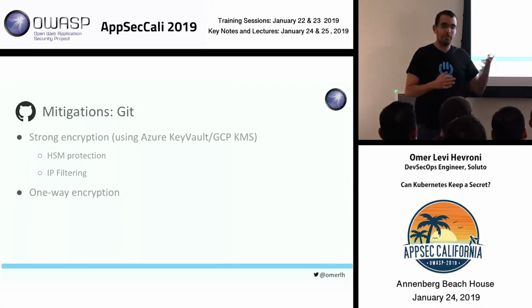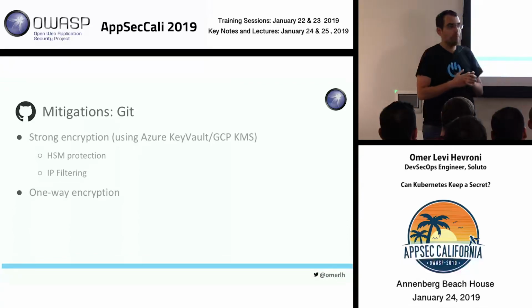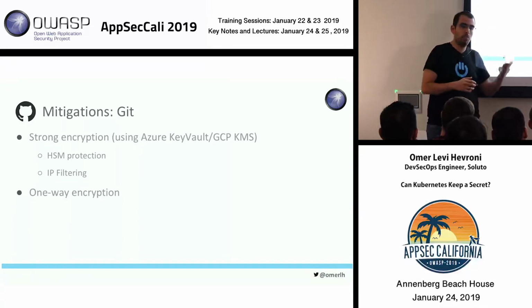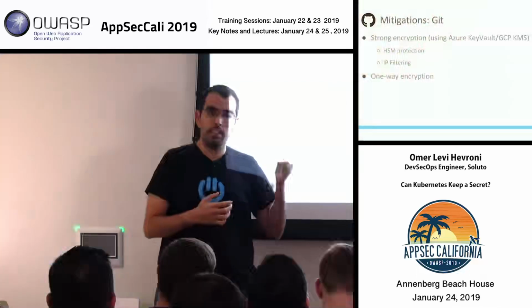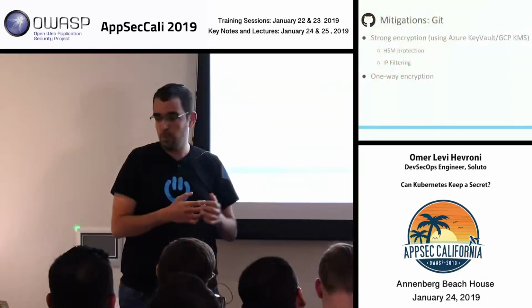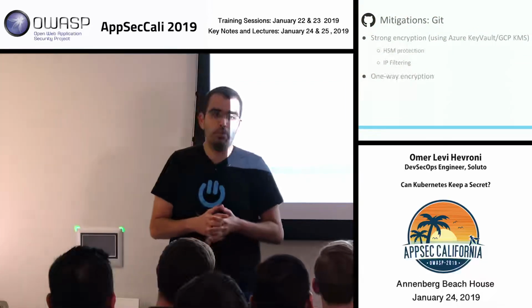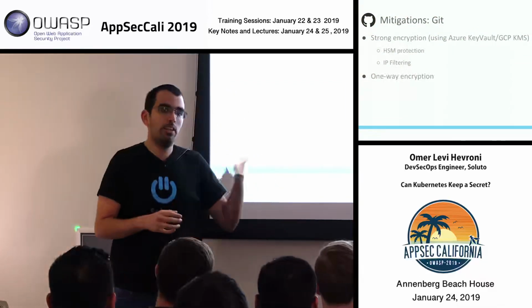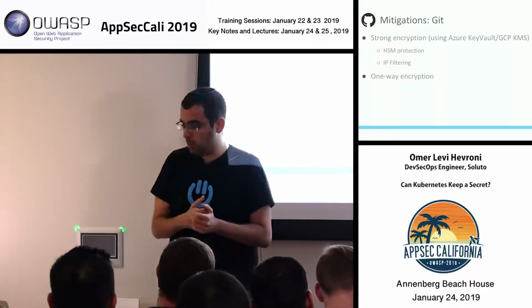Camus has a pluggable encryption solution for encrypting the secret. So Camus can use an in-memory AES key. This is the deployment you saw, but it's far less secure than using Azure Key Vault or GCP KMS. These are the two different backends we are supporting right now. Both have support for HSM, and Azure also has support for IP filtering. So even if you have the secret, it's really hard to decrypt it back without going through Camus.